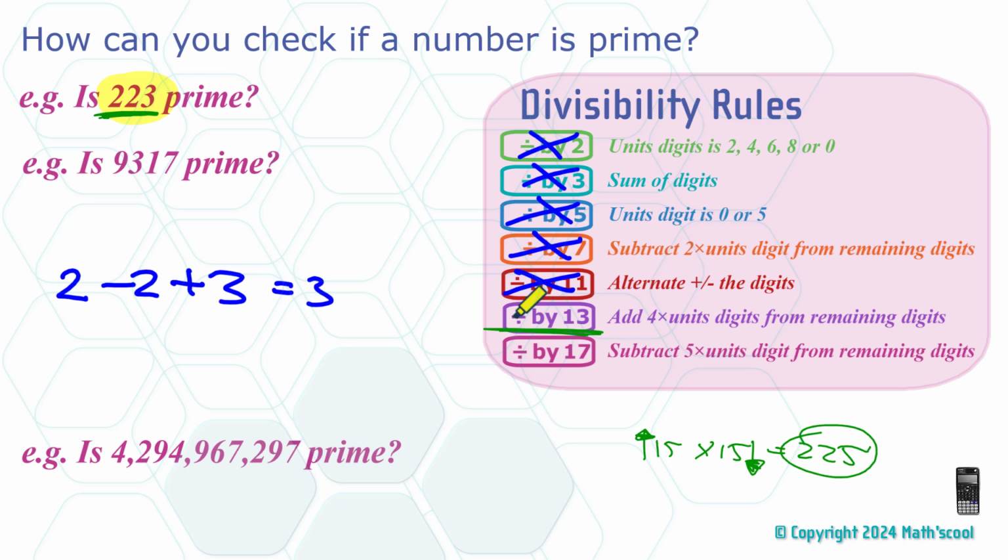And the last one is 13. The rule for 13 is: take 4 times the units digit and add it to the remaining digits. So let's do the same thing as we did before. So 2, snap off the units digit, multiply it by 4, so that becomes 12, and add it on to the remaining digits. So that gives me 34.